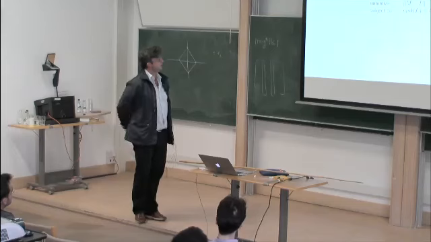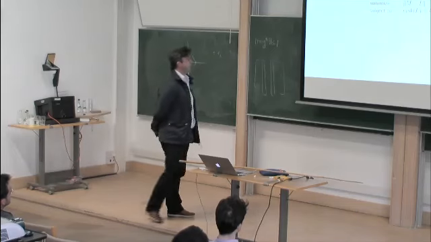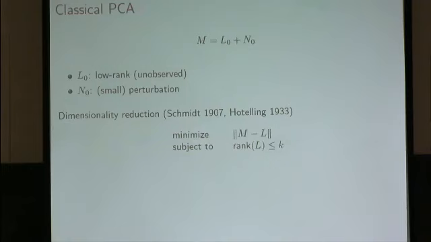And the way we do this, of course, as everybody knows, is through principal component analysis, which is the main tool for reducing dimensionality in large data sets. And the way this works is we're going to try to find a matrix L, which is closest to M in some sense, and has a rank which is bounded by K.